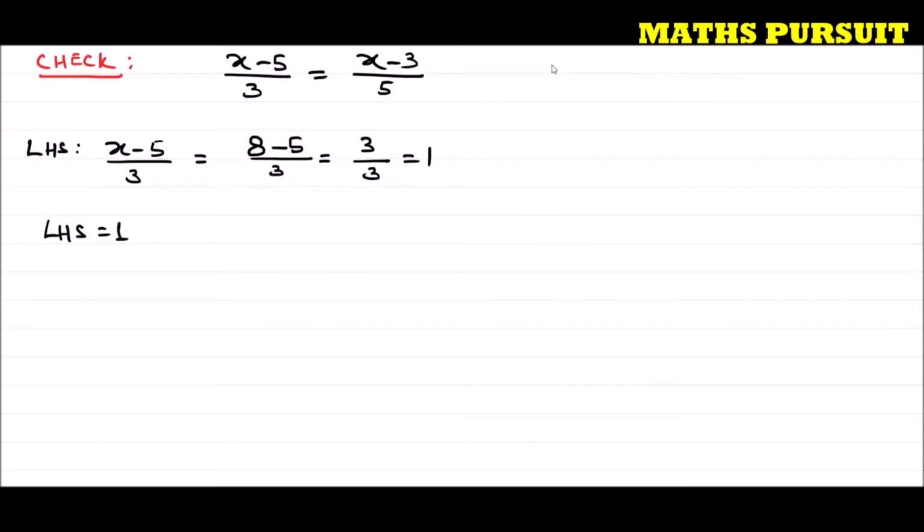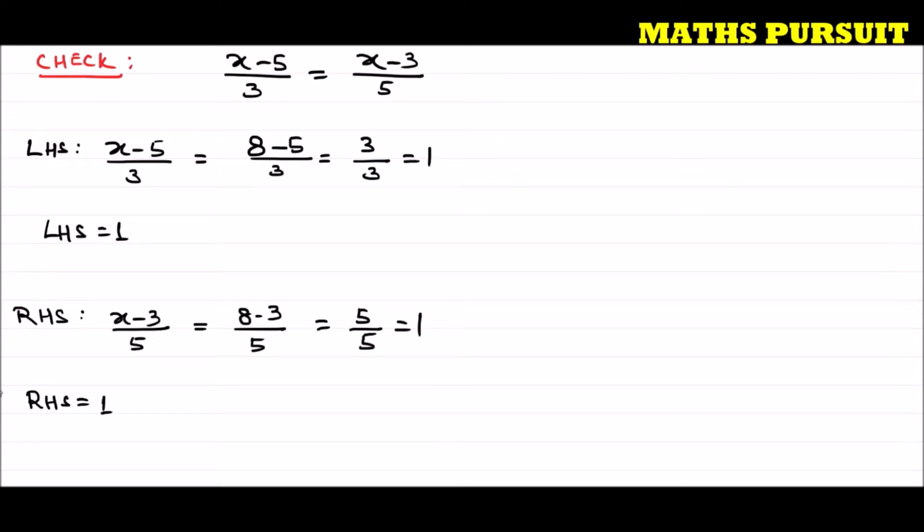Now let us check the right hand side of this equation. The right hand side of the equation is x minus 3 divided by 5. That is equal to 8 minus 3 divided by 5, that is equal to 5 divided by 5, that is equal to 1. So we got the right hand side is also equal to 1.